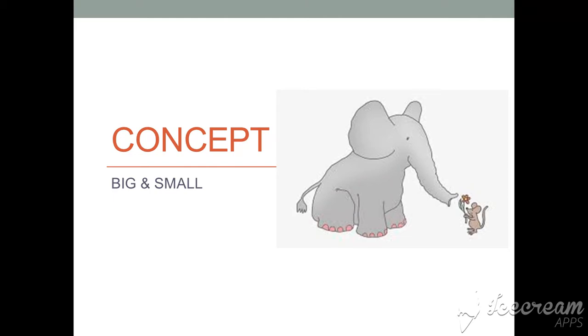Today we will learn about the concept of big and small. As in previous class, you already learned about this concept, big and small. Today we will learn more about this concept. First of all, I am going to tell you what is the meaning of big. Big means something huge, something huge in amount, in size, in height, in width.